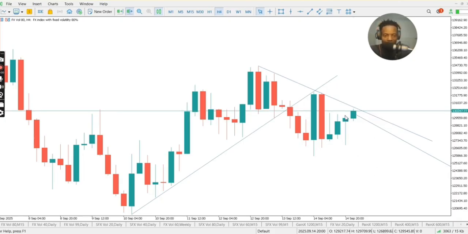So if it breaks here and closes above here, now we'll be anticipating that the market is about to go up. But if it goes outside this trend line without closing above it, we anticipate that the market was doing what is called a liquidity sweep.